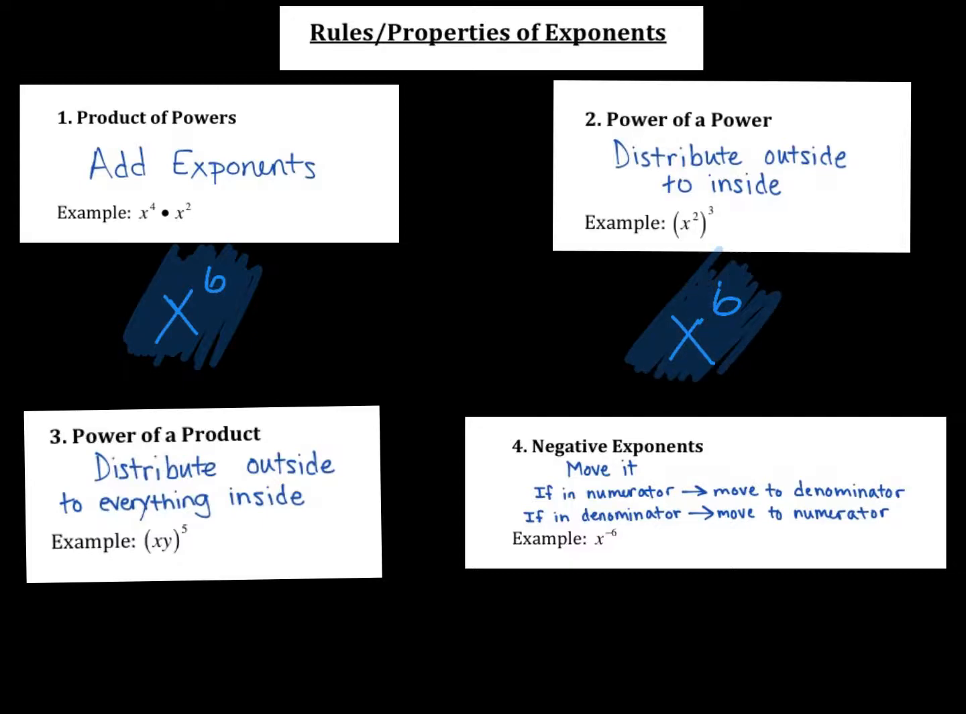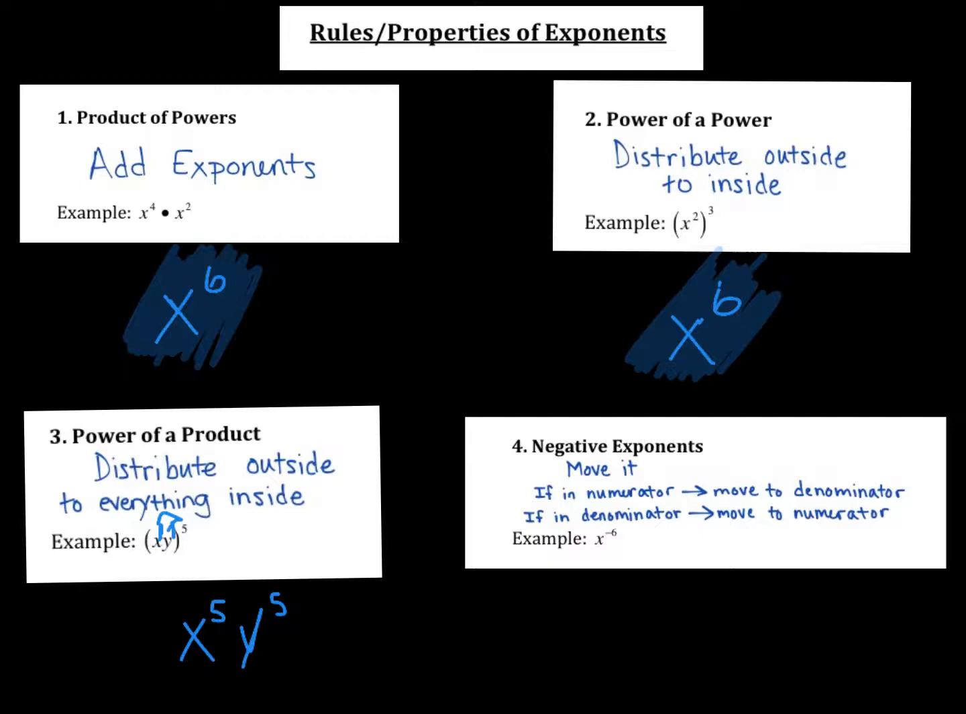Number 3 says, okay, what about power of a product? Same idea. That power on the outside goes to the powers on the inside. It's just that you have more than one thing inside. Remember, if you don't see a value, it's x to the 1st and y to the 1st. So 1 times 5 and 1 times 5 gives you x to the 5th and y to the 5th. You just multiplied the power on the outside to the power on the inside.